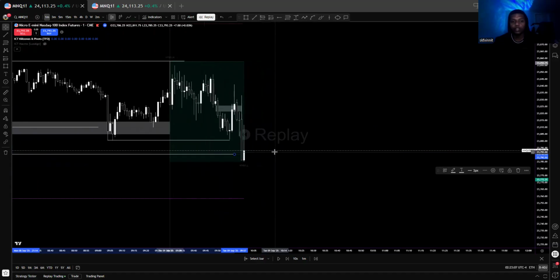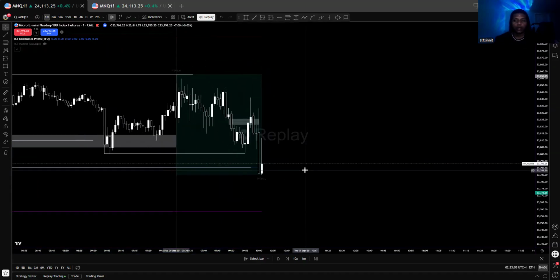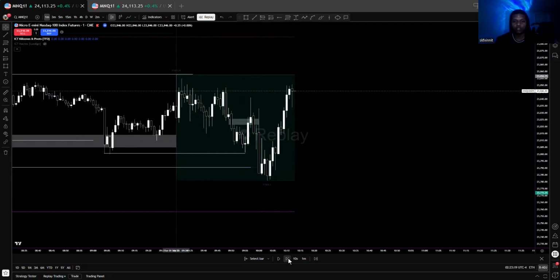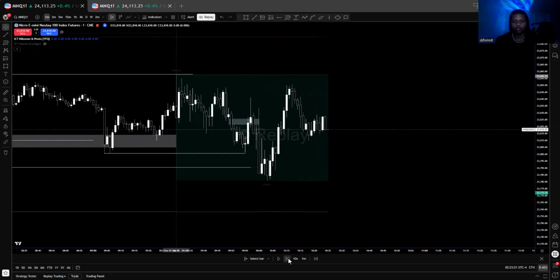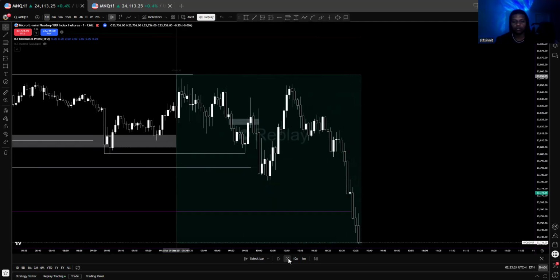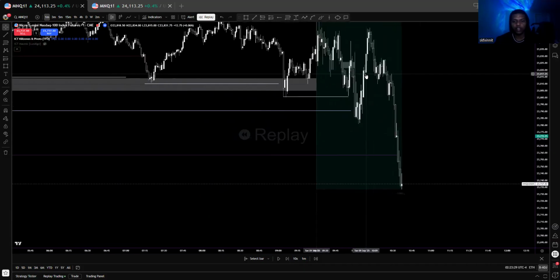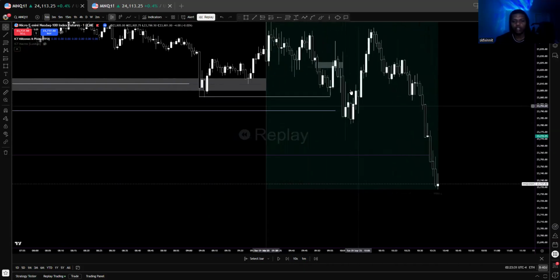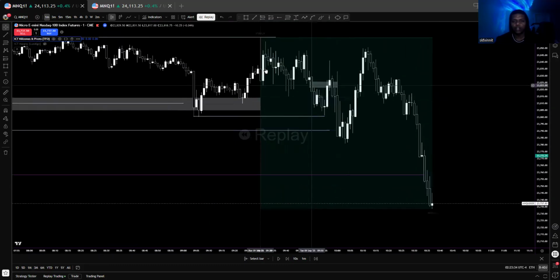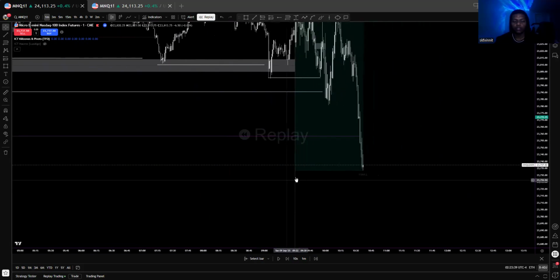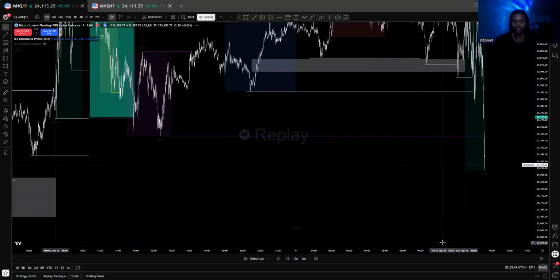Now all you need is just a shift of structure or an inverse fair value gap. So let's see how it goes. See that you didn't actually have any sort of inverse fair value gap or anything. You didn't actually sweep that high again. It's coming back down, sweeping the major liquidity down here.